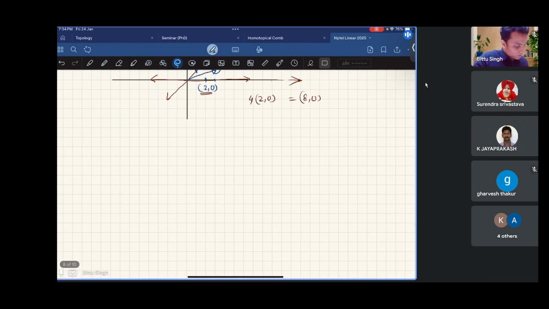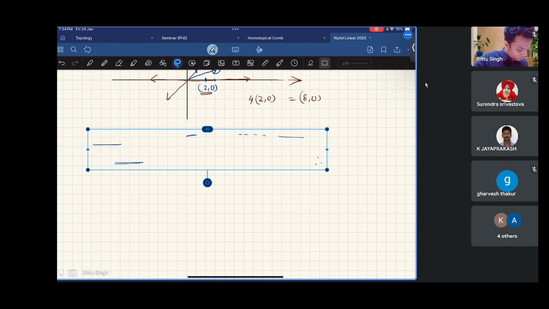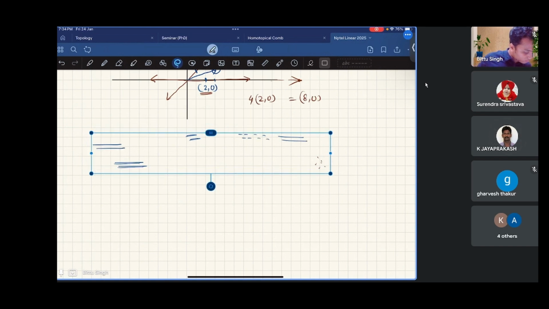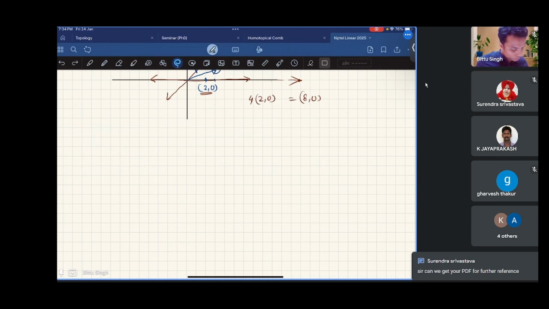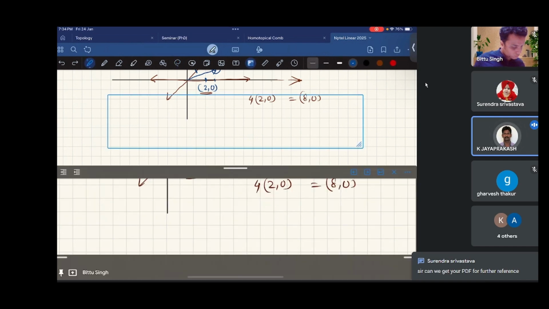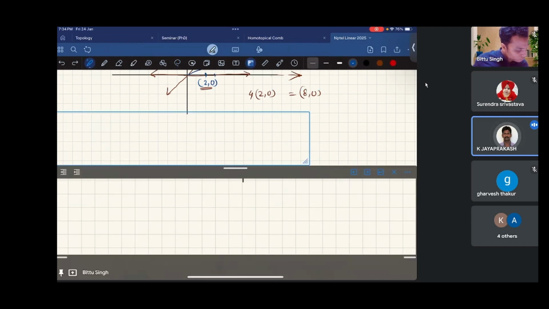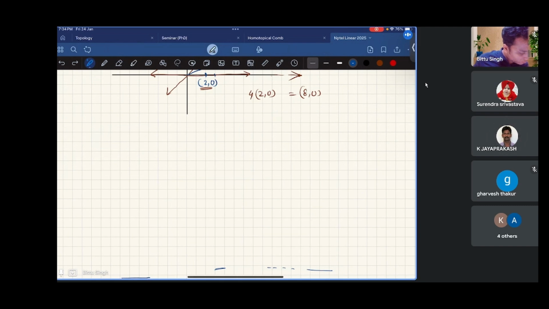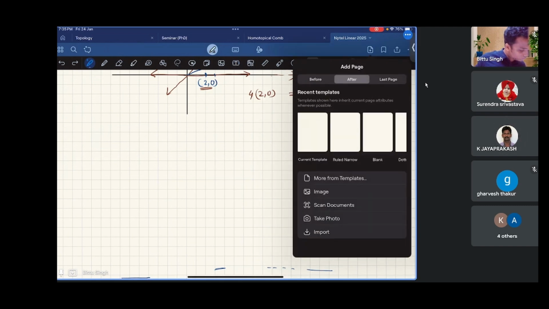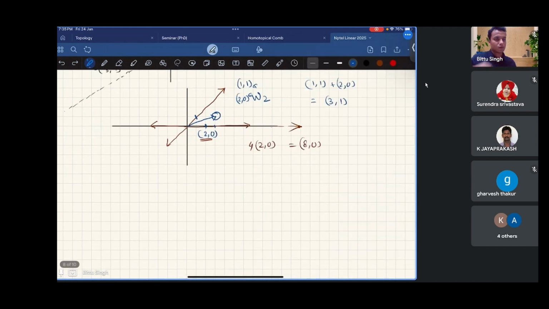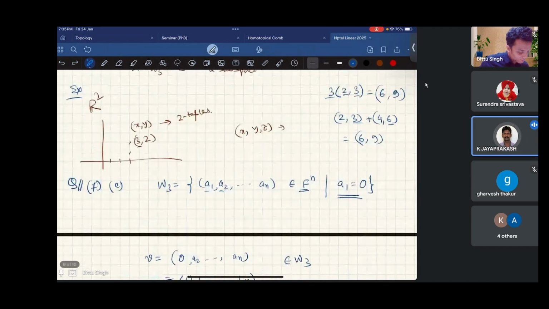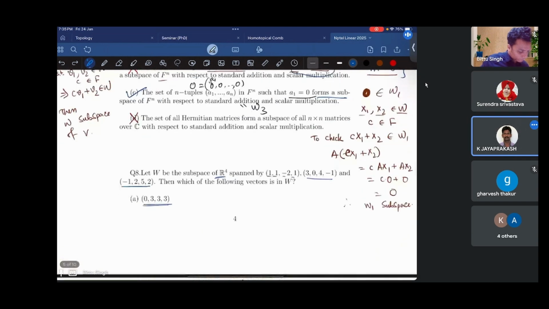So let us just, okay, it is not allowed, but what can be done? Sorry, just add a picture. Sorry. How do we add? Sorry, I think this option is not there.